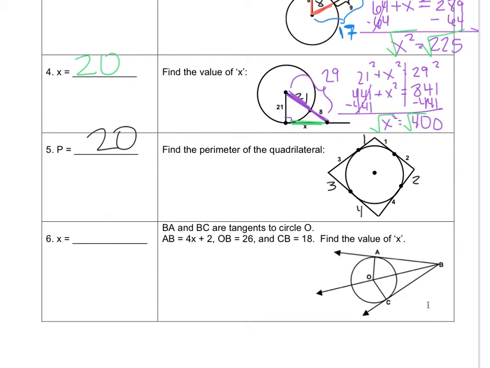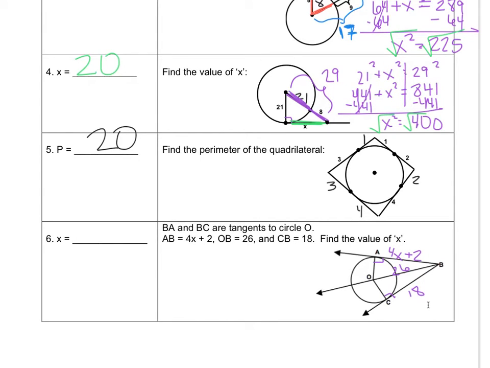Alright, on number 6, it says BA and BC are tangents to circle O, so you know those are going to form 90-degree angles. So let's label that. So BA is a tangent and BC is a tangent. Well, the points of tangency are A and C, so I know it's going to form 90-degree angles there. Okay, label your picture. It says AB is 4x plus 2. Then it told me from O to B is 26. And then it told me C to B is 18. It's wanting me to find x.